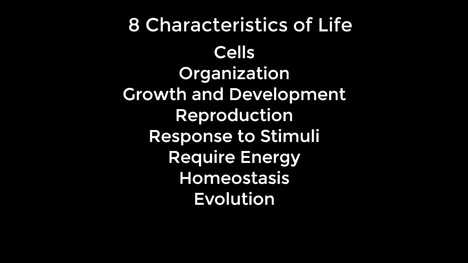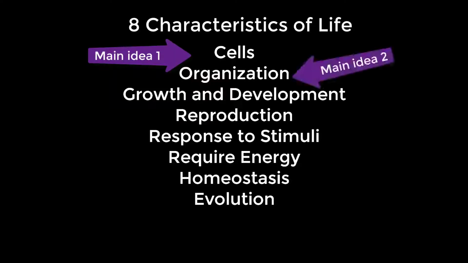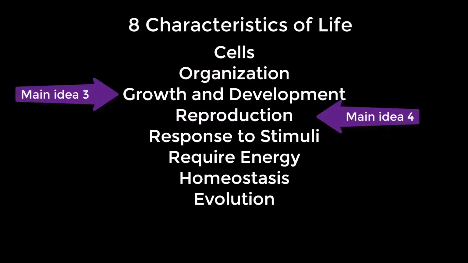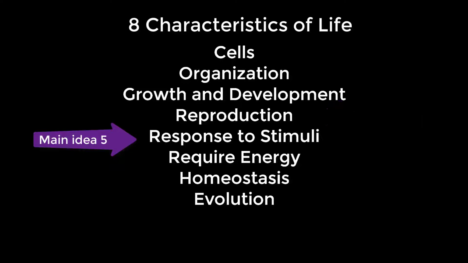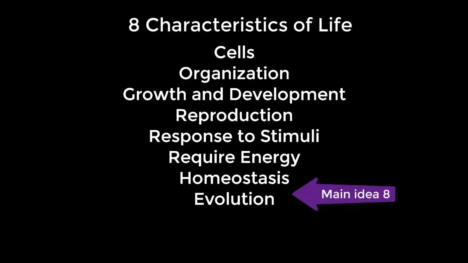Now there are 8 main characteristics of living things, and you should write down these 8 characteristics in your left side column of your Cornell notes. So these 8 things should be your 8 main ideas, and those are cells, organization, growth and development, reproduction, response to stimuli, require energy, homeostasis, and evolution.